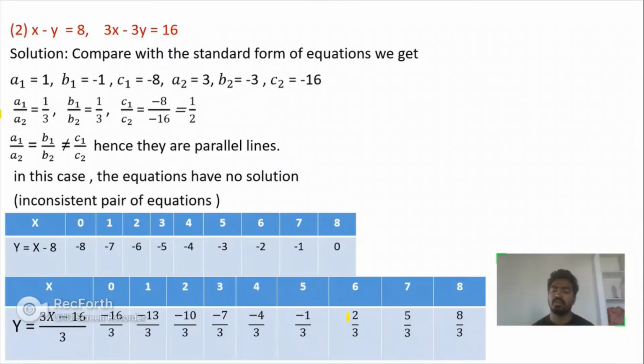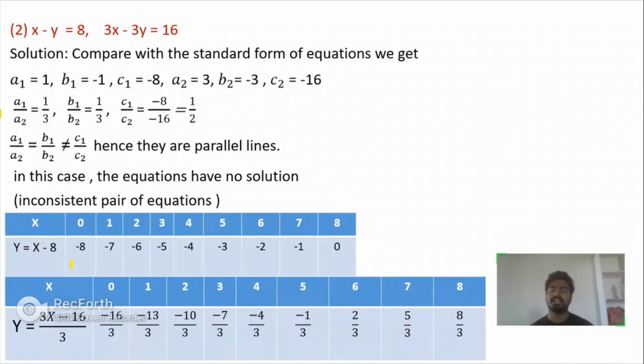If x is equal to 6, then the value of y is equal to 2 by 3. And if the value of x is equal to 7, then we are getting the value 5 by 3. If x is equal to 8, then we are getting the value of y as 8 by 3. Up to now, we have found the points for each expression individually.